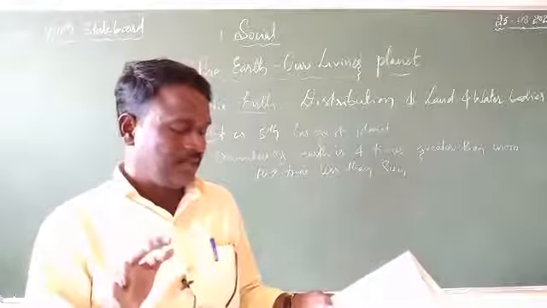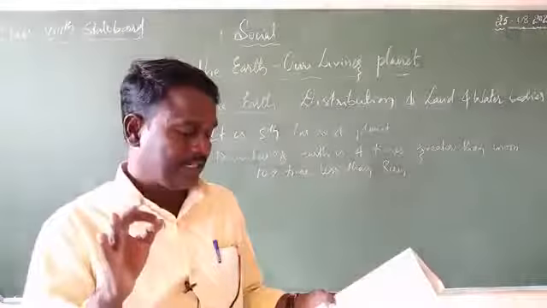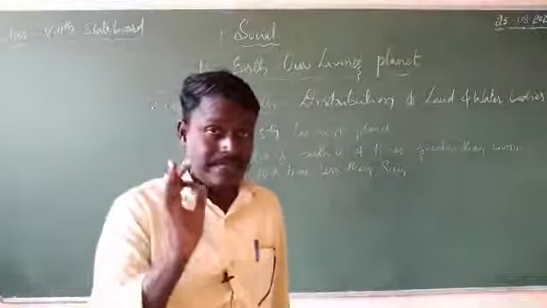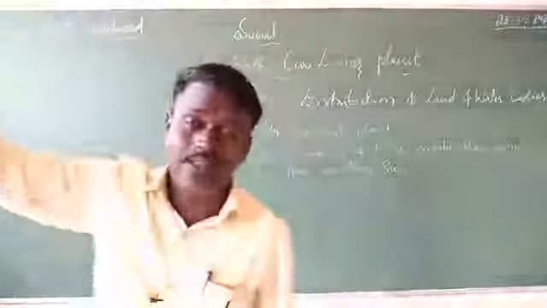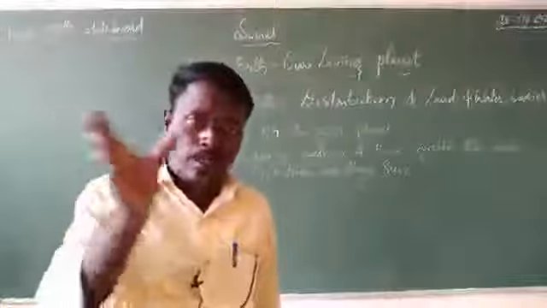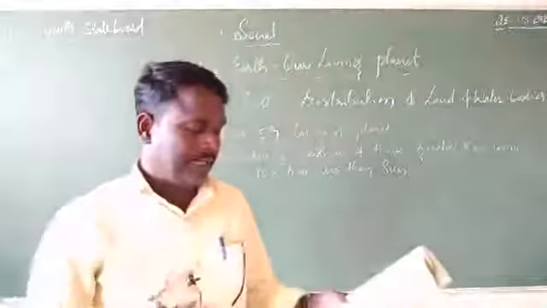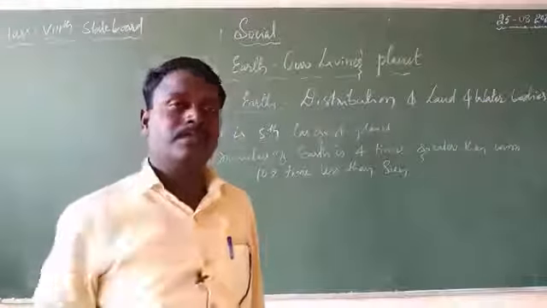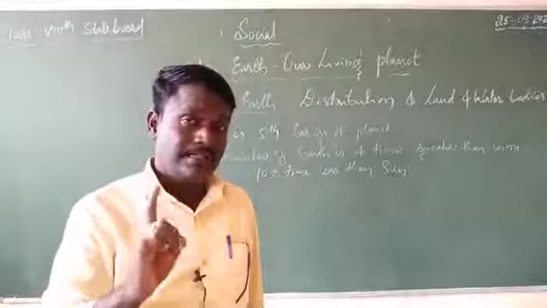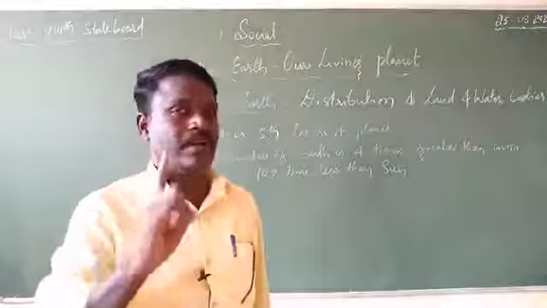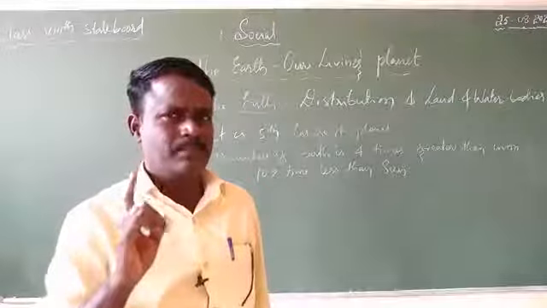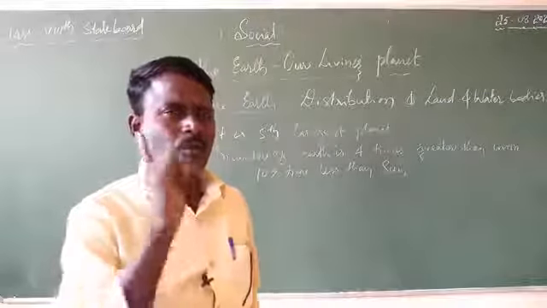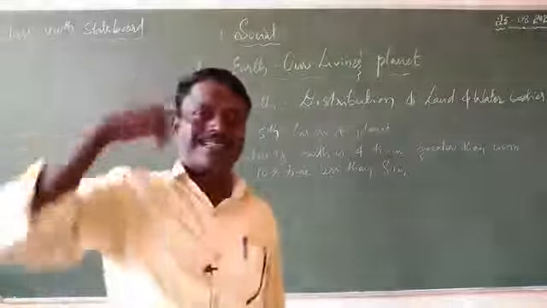Next, the total geographical area of the earth is 510 million square kilometers, of which 361 million square kilometers, that is 70.78%, is covered by water. First, try to understand the total size of the earth: 510 million square kilometers. Please keep this in your mind. Maybe in the examination you may get this question for 1 mark.